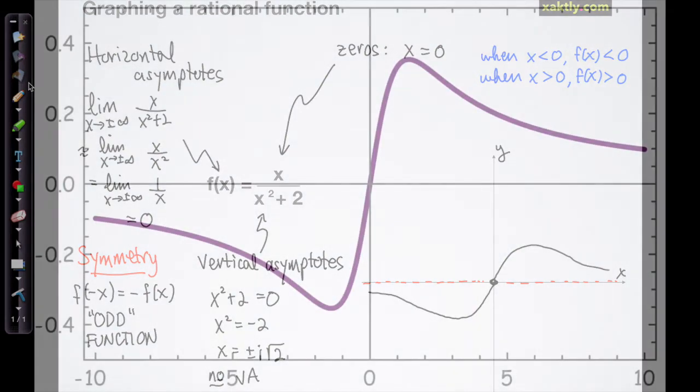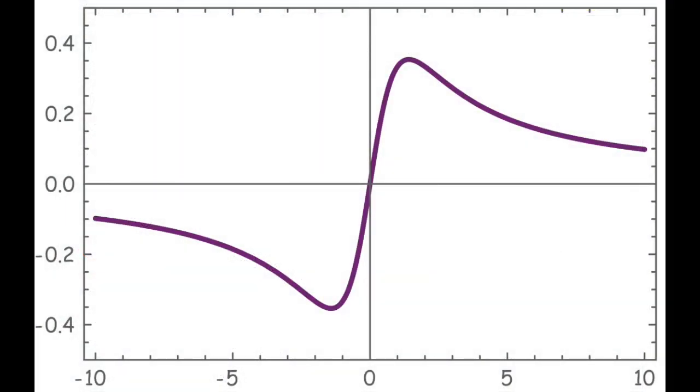And finally, here's that graph calculated with Mathematica. We were pretty close.